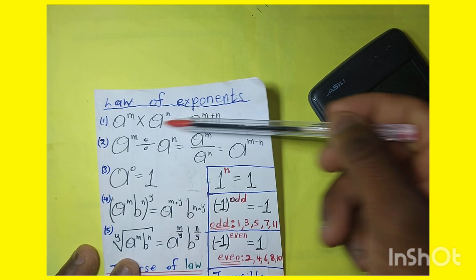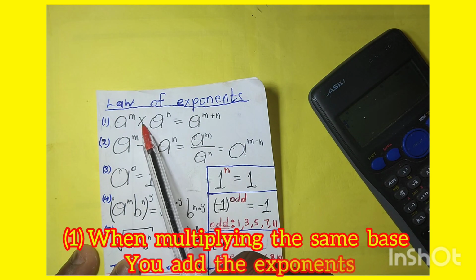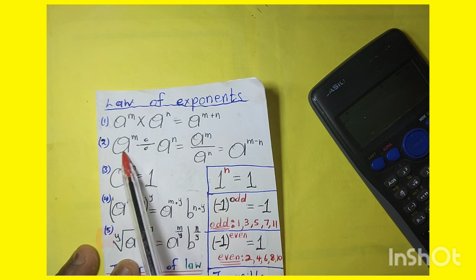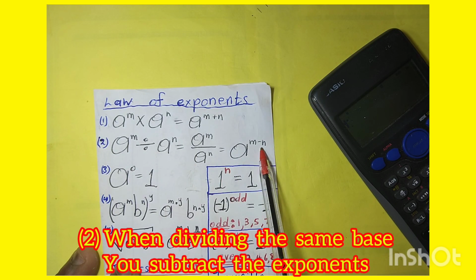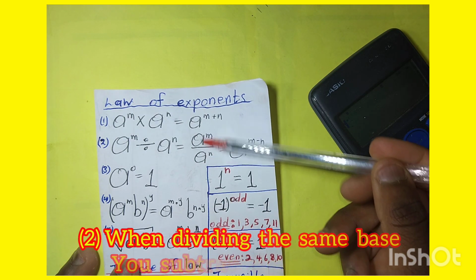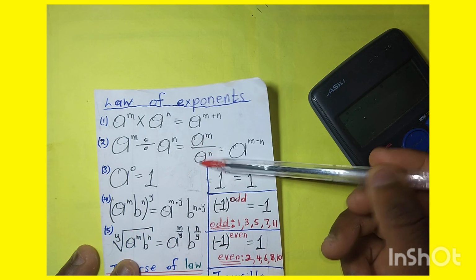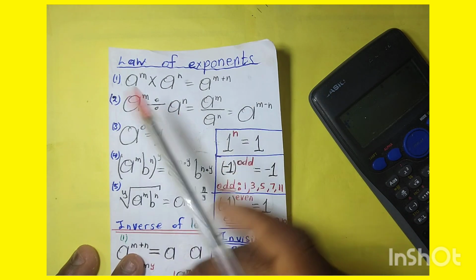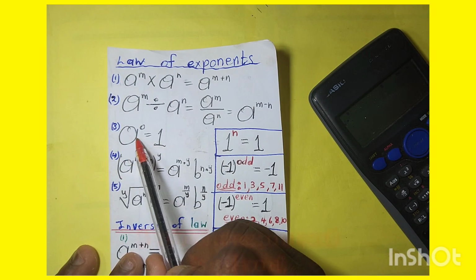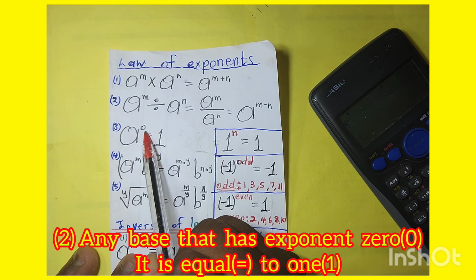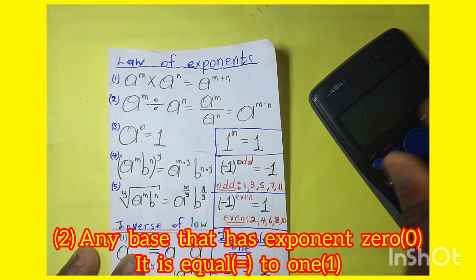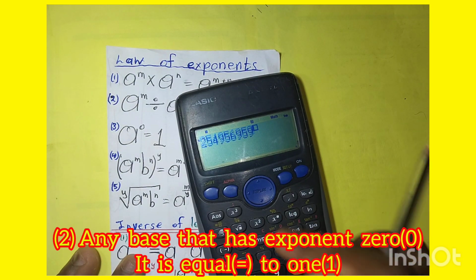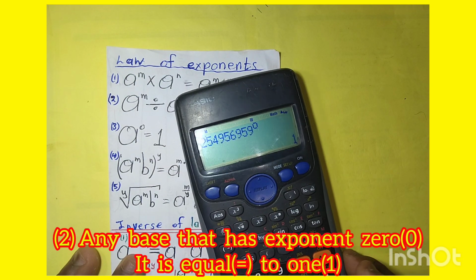The first law says that when multiplying the same base, you add the exponents. The second law: when dividing the same base, you subtract the exponents, which can also be written in fraction form. When dividing the same base, you subtract the exponents. Then the third law, guys, says that any base that has exponent 0 will be equal to 1. Meaning any number that you can put there, if it has exponent 0, it will still be 1.